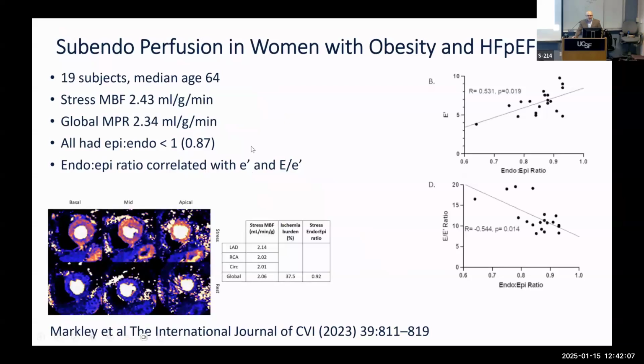There's a few other studies that have looked at this. This was a study looking at women with obesity, heart failure, preserved EF. And in this study, they found that this endo to epi ratio, so using this higher resolution and starting to use that, correlated with diastolic dysfunction by echo, fairly small study.